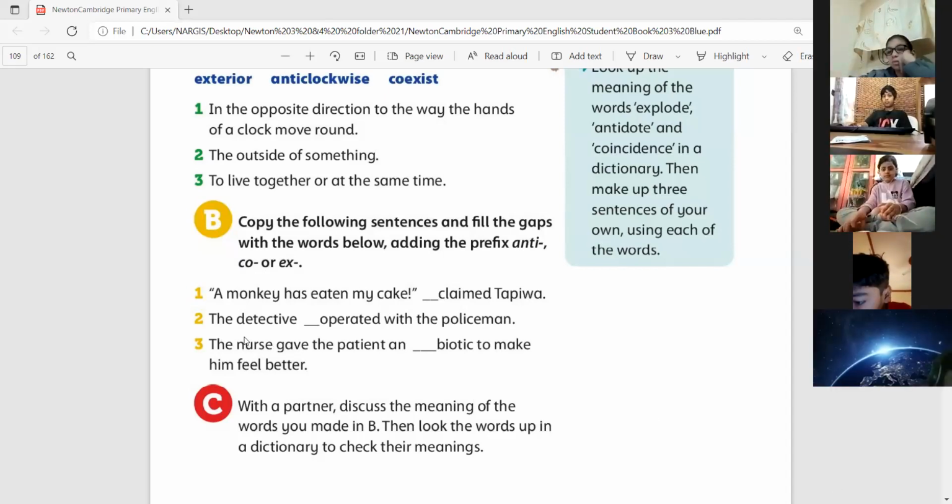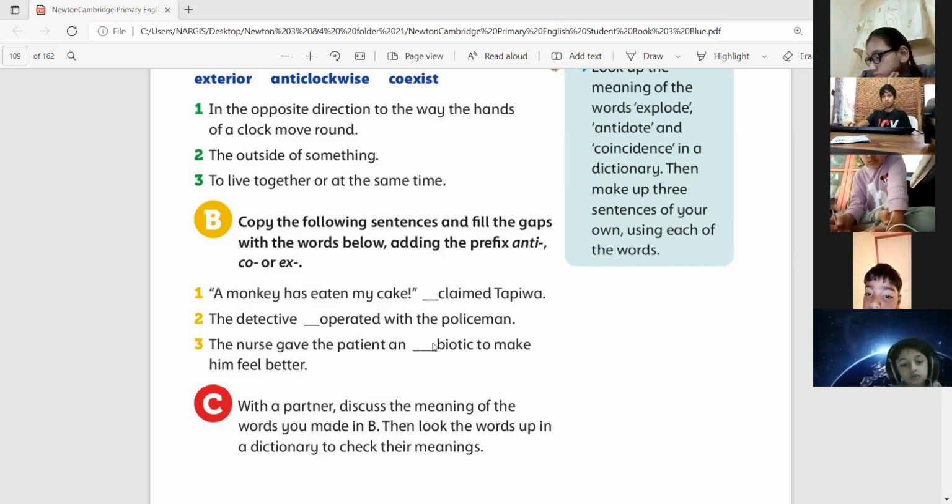Second one, the detective dash operated with the policeman. Cooperated. Very good. Cooperated means jointly work with the policeman. Now, third one, the nurse gave the patient an dash biotic to make him feel better. Antibiotic, beta. Have you heard antibiotic? Yes, the doctor gave me antibiotics because I had some infection.